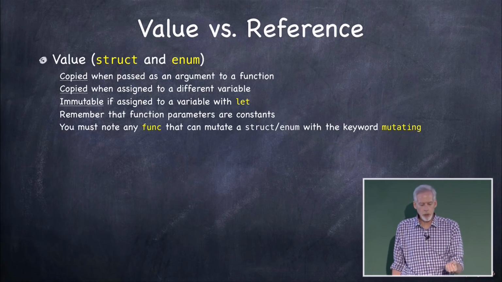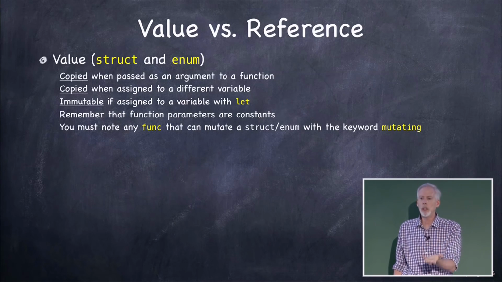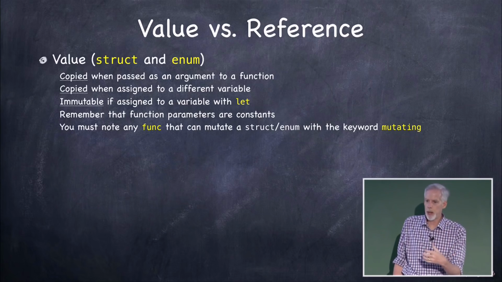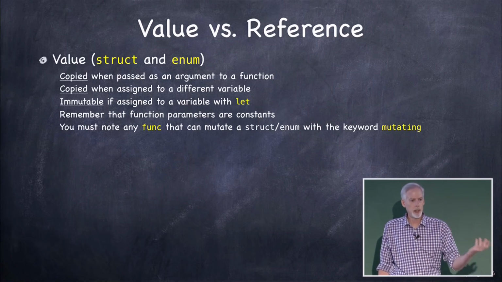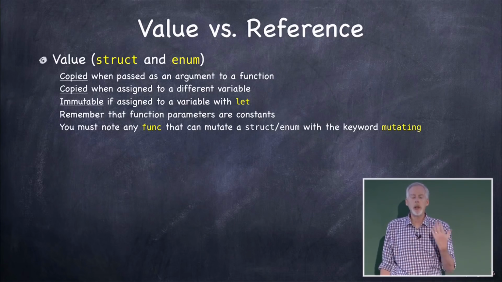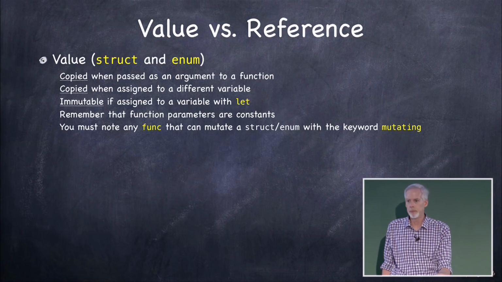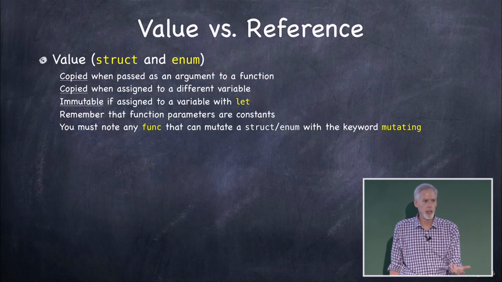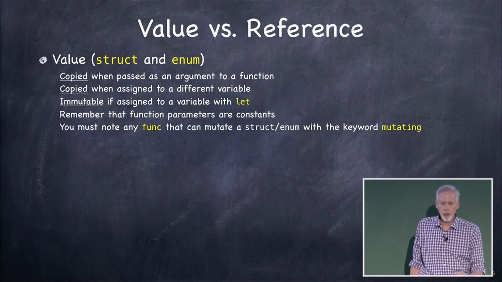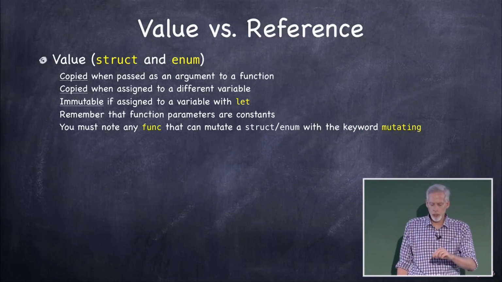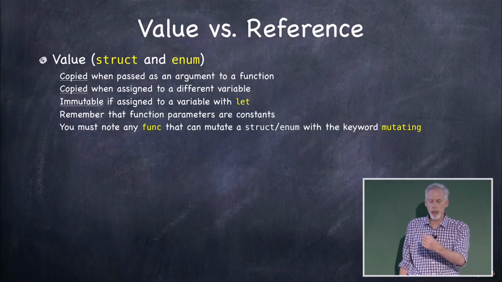A value semantic thing is immutable if it's assigned to a let variable. So if you have an array, since that's value semantic because an array is a struct, if you assign it to a let x equal an array, you cannot append things onto that array because it is immutable. Same thing with a dictionary or whatever. Remember that function parameters, all of them are constants, so of course you're copying them into there, you can't modify them.